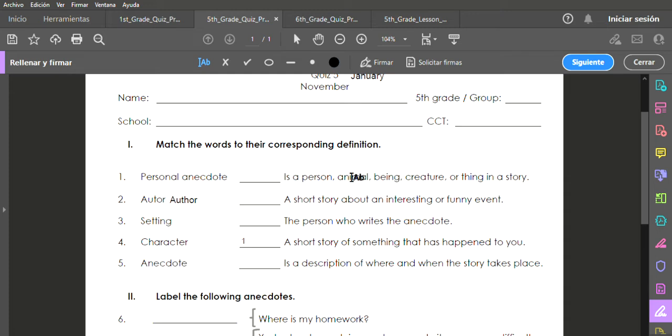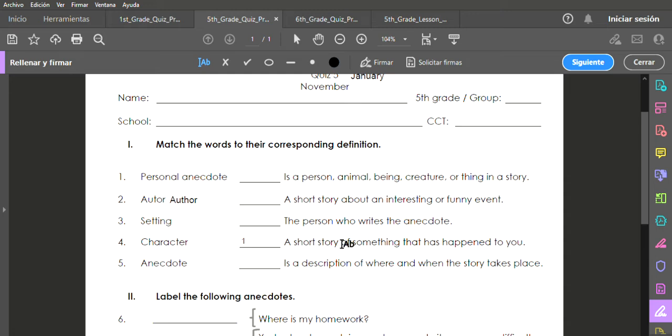It is a person, animal, being, creature, or thing in a story. Es una persona, animal, ser, criatura o cosa en una historia. The next one, a short story about an interesting or funny event. Una historia corta acerca de algo interesante o un evento interesante o divertido. The next one says, the person who writes the anecdote. La persona que escribe la anécdota, o sea, ¿quién la va a escribir? ¿A quién le sucedieron estas cosas?